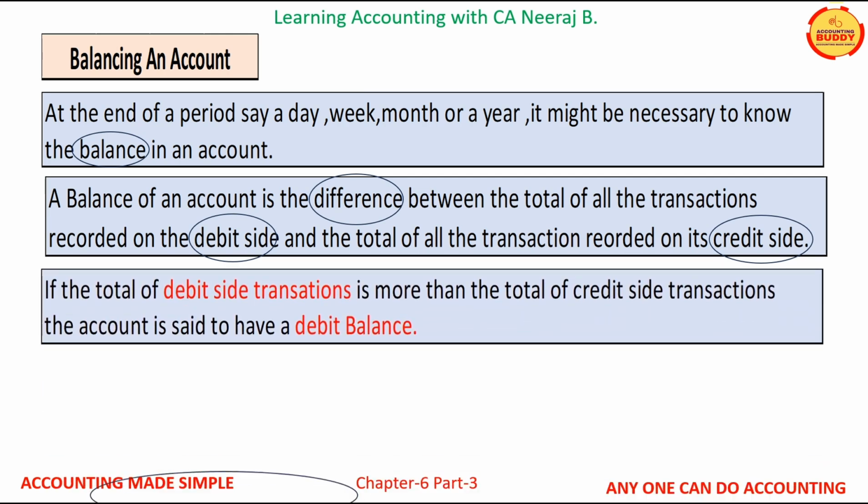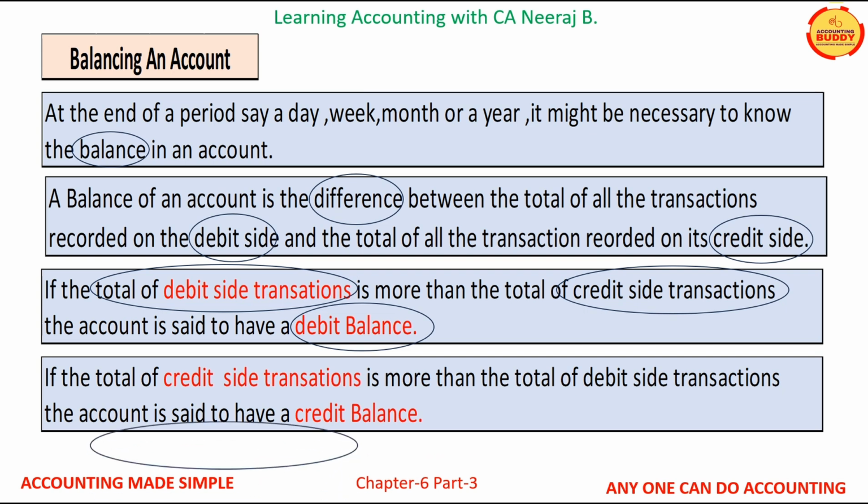If the total of the debit side transactions is more than the total of the credit side transactions, the account is said to have a debit balance. And if the total of the credit side transactions is more than the total of debit side transactions, the account is said to have a credit balance.